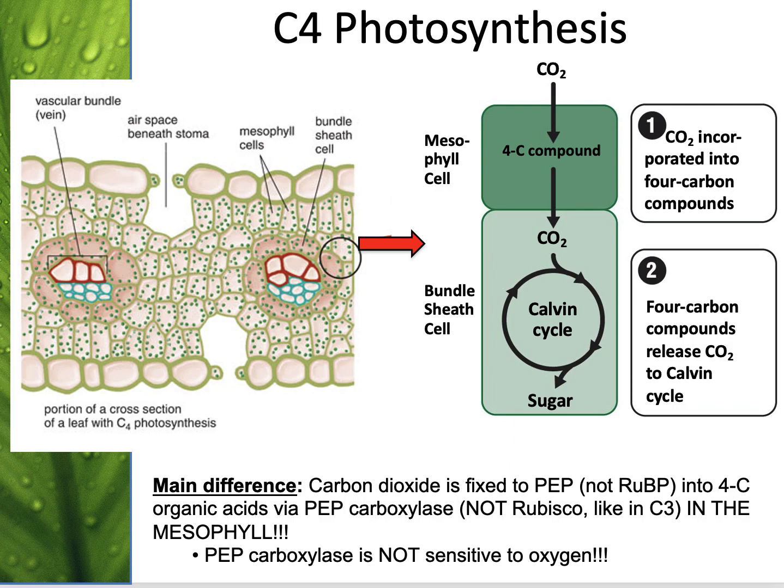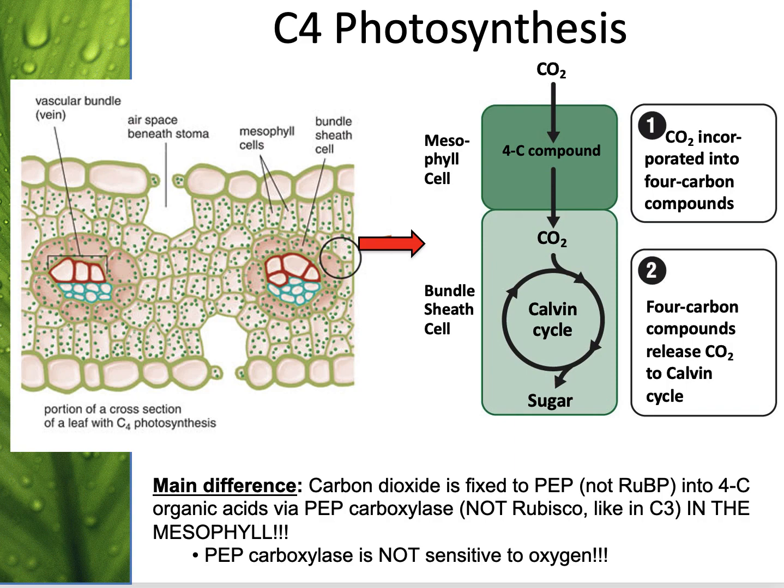And all of this is occurring in the mesophyll, so it's not occurring in the stroma like we saw during C3. Now the important thing here is that PEP carboxylase is an enzyme that is not sensitive to oxygen, and because of this, it minimizes photorespiration. Now, carbon dioxide, which is stored in these 4-carbon compounds, can be transported to the bundle sheath where it can enter the normal Calvin cycle.